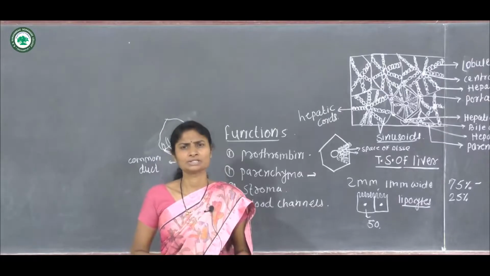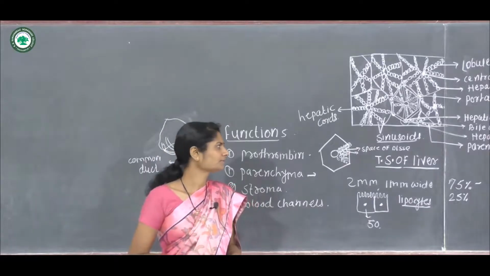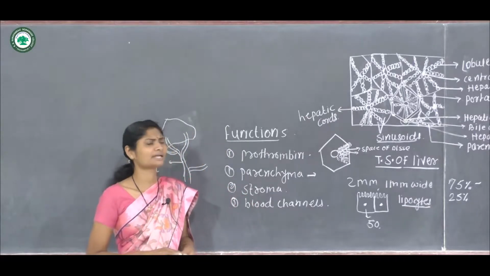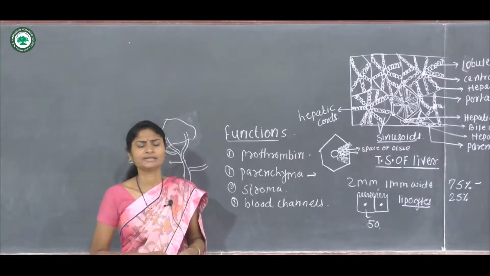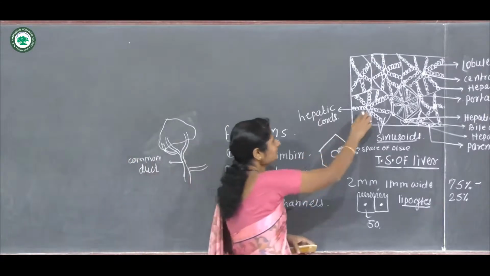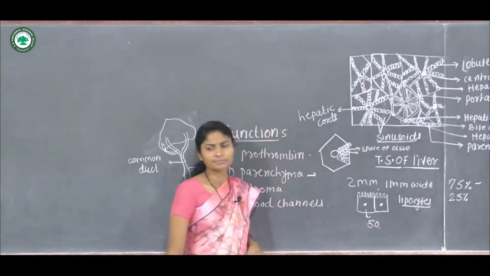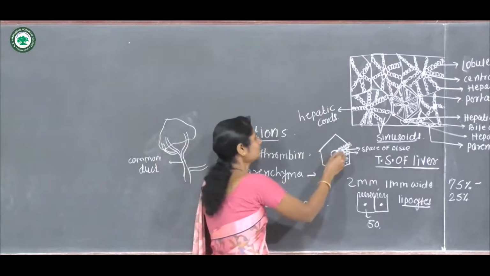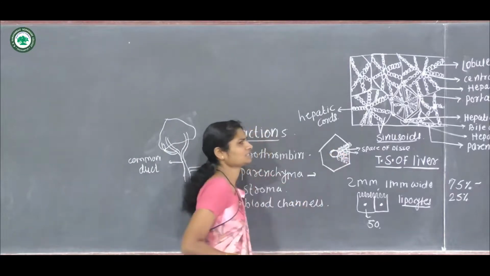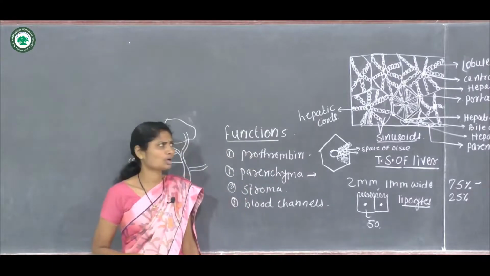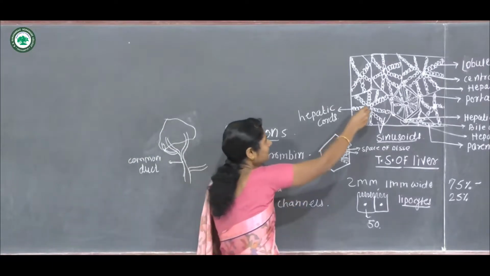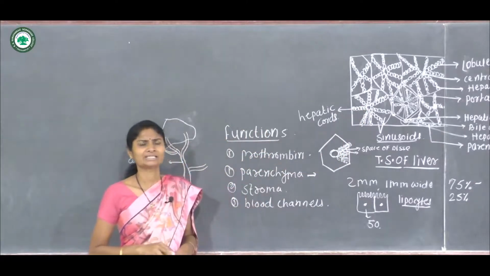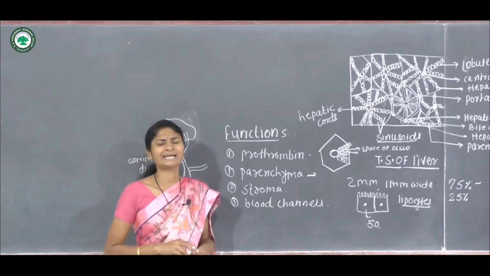Diagnostic characters of the liver. The liver is distinguished from other organs: Glisson's capsule is present, as well as numerous hepatic lobules. In the center of the lobules, the central vein is present. Hepatic cords are also present. These hepatic cells are arranged in a radiating manner like cords, called hepatic cords.